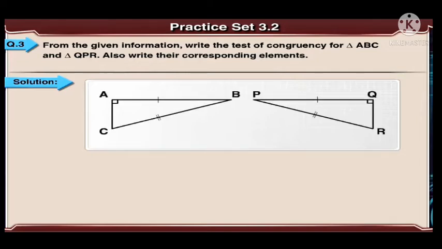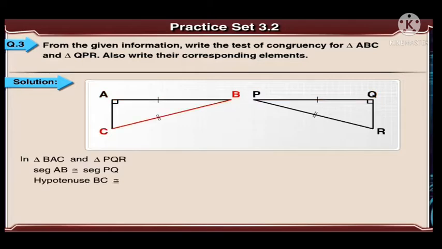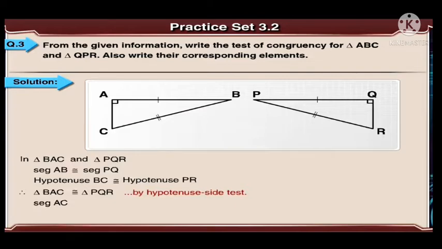Solution. Triangle BAC and triangle PQR are right angle triangles. In triangle BAC and triangle PQR, segment AB is congruent to segment PQ. Hypotenuse BC is congruent to hypotenuse PR. Therefore, triangle BAC is congruent to triangle PQR by hypotenuse side test. So, segment AC is congruent to segment QR since they are corresponding sides of congruent triangles.